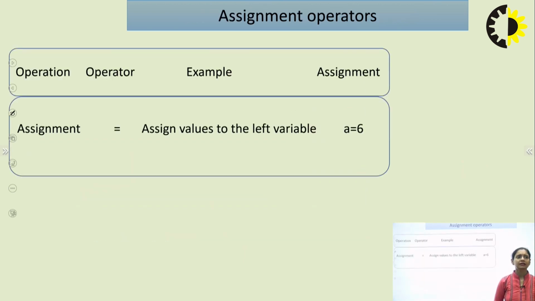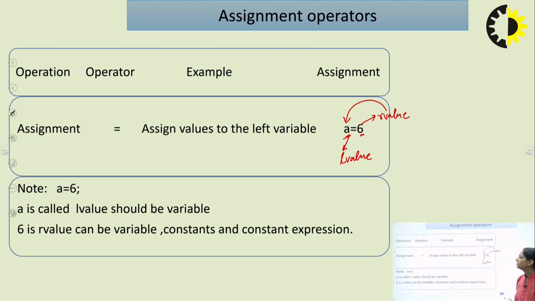The next one that we have is the assignment operator. The assignment operator just assigns this value to the variable that is available on the left side. So this 6 is basically the R value that we are talking about, and this A is the L value. So the assignment operator always assigns the R value to the L value. The expression on the right hand side is evaluated and the value of it will be stored on the left hand side.